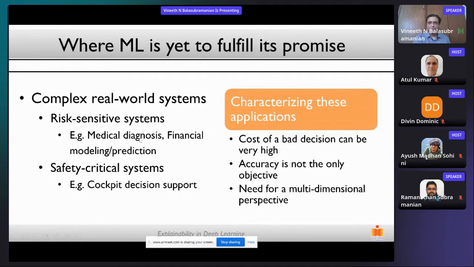By looking at it, you know that this is something where one could lose a life, probably multiple lives, an arm or a leg, or a significant loss of property. And in these kinds of risk-sensitive systems, machine learning is yet to be used in a full-fledged way, right? So we've all gone through the COVID pandemic at this point in time, probably multiple waves, probably going through one at this point in time.